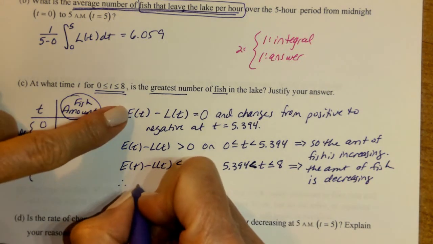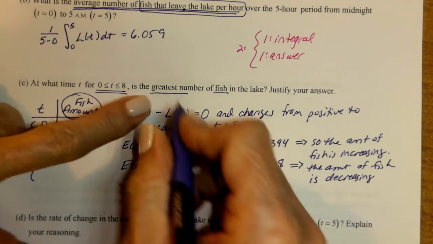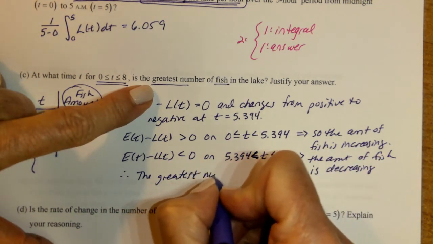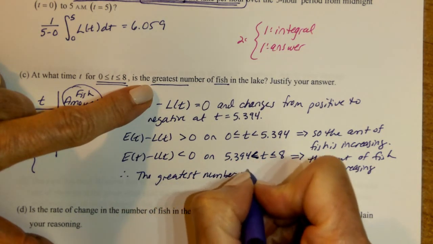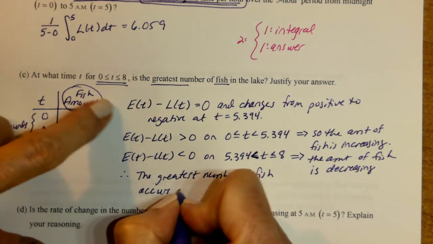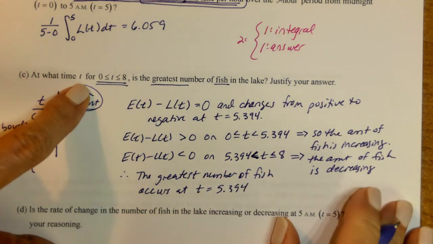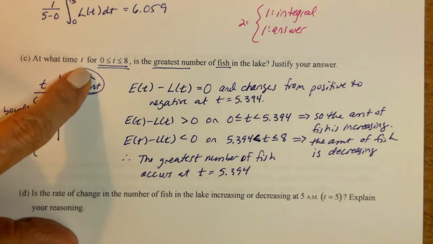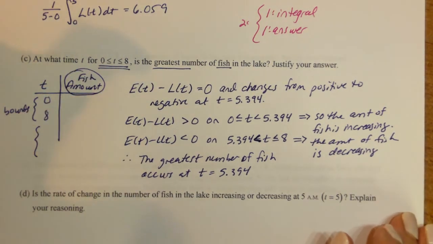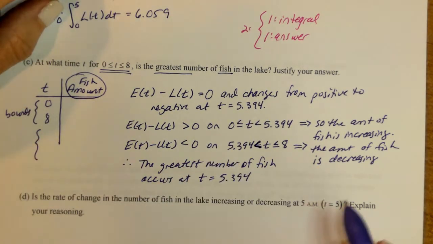Therefore, the greatest number, I'm writing my answer like they gave it to me. The greatest number of fish occurs at time 5.394. Okay? So this happens fairly frequently, where you start with the closed interval test, but you can't end with it.